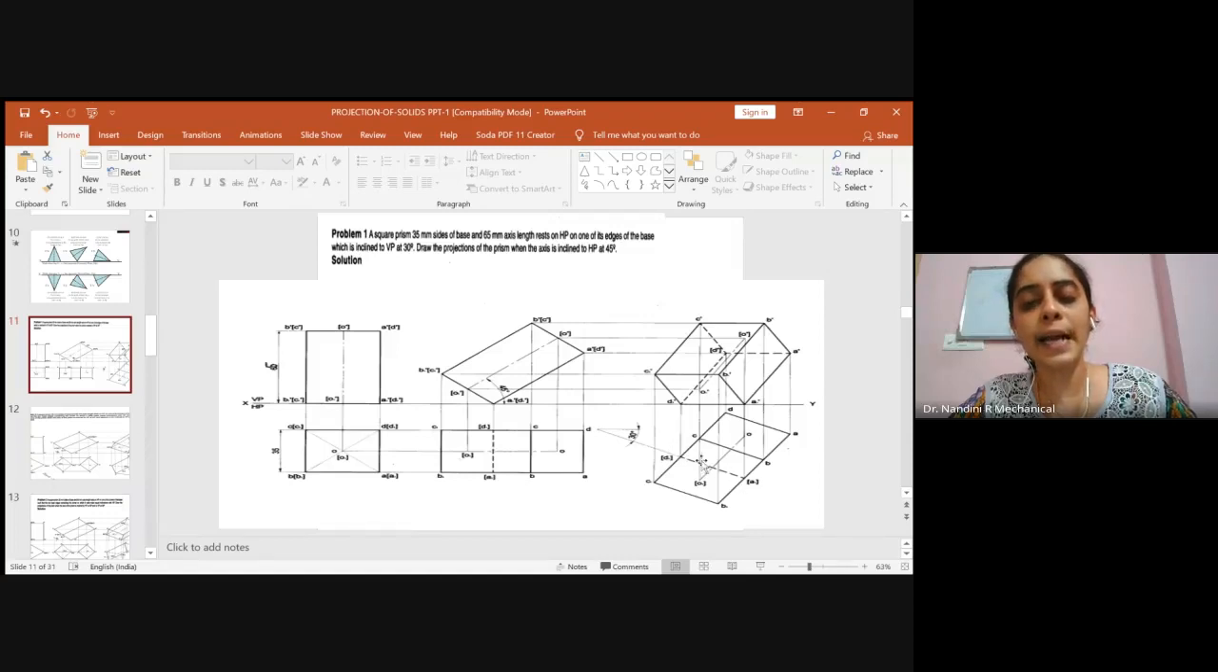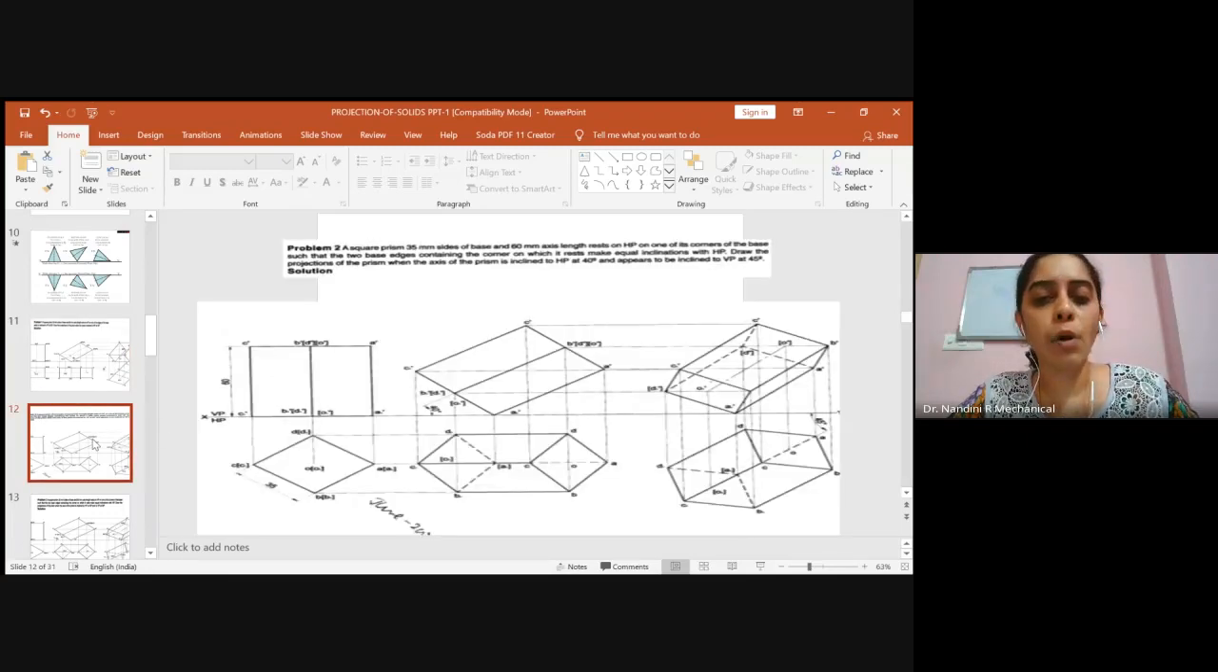So when it is a side, the true length of the first stage and the true length of the second stage will be the same. But when it is a problem on the axis, the true length of the axis we get in the first stage only, but the true length of the axis in the second stage. So this is from O1 to O.